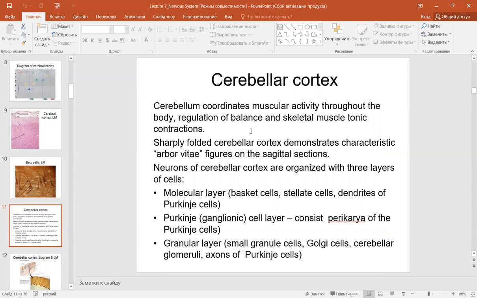Cerebellum. The cerebellum coordinates muscular activities throughout the body, regulation of balance and skeletal muscle tonic contractions. The sharply folded cerebellar cortex demonstrates characteristic arbor vitae figures in sagittal sections.